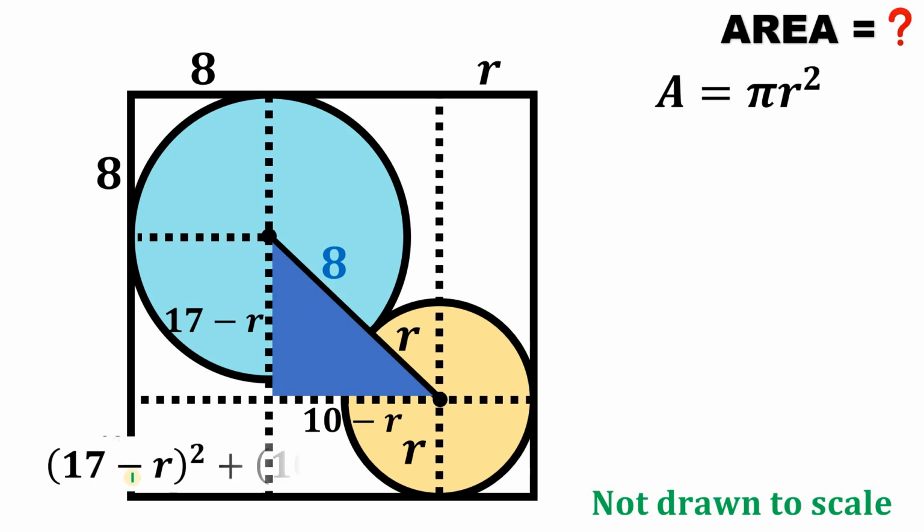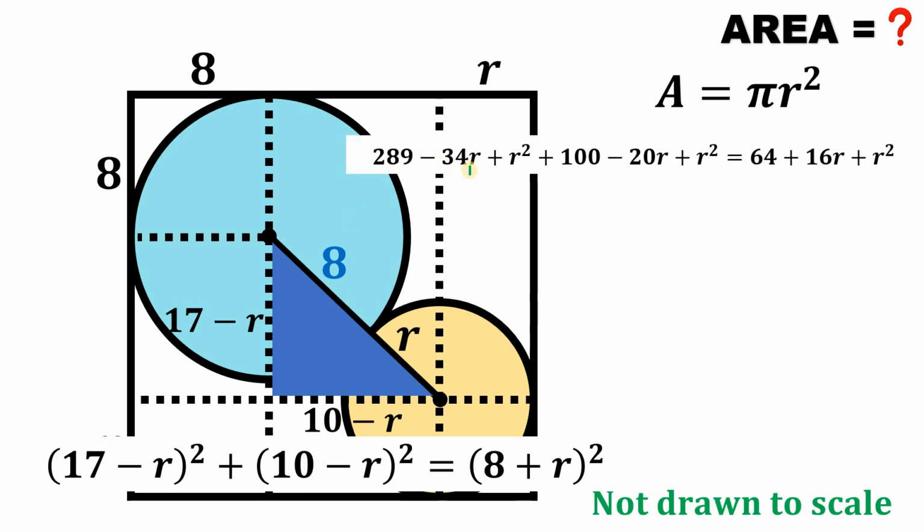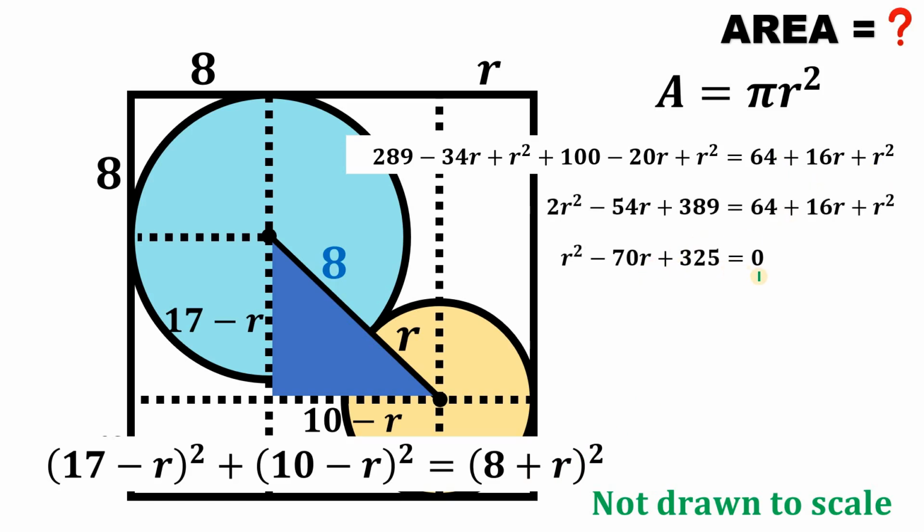Using this right triangle, we can find the value of r. Using the Pythagorean theorem, we have (17 minus r) squared plus (10 minus r) squared equals the hypotenuse squared, which is (8 plus r) squared. Expanding, (17 minus r) squared gives 289 minus 34r plus r squared. (10 minus r) squared is 100 minus 20r plus r squared. And (8 plus r) squared is 64 minus 16r plus r squared. Combining like terms, we arrive at this quadratic equation: r squared minus 70r plus 325 equals 0.